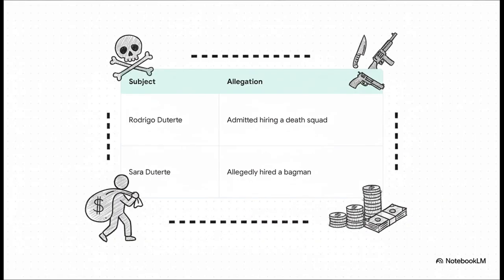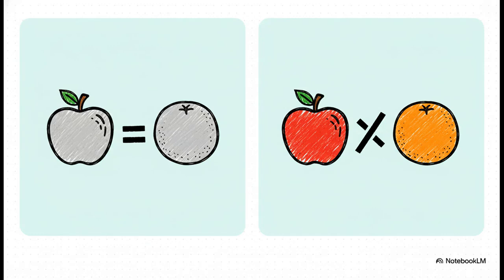This right here, this is where you can really see the heart of the disagreement. The critique points out that, hang on, the actual allegations are really different. For Rodrigo Duterte, it was an admitted death squad to kill criminals. For Sara Duterte, the allegation is about using a bagman to move money. So that makes you wonder, are those two things really similar enough to be called the same model? The critique says, no way.